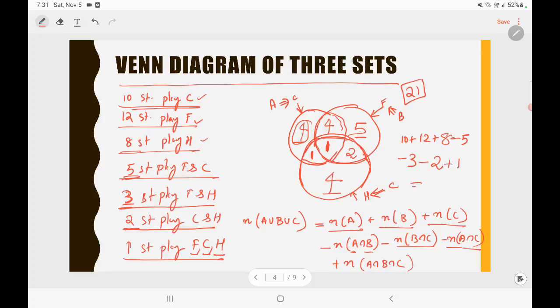So what you will get here: 10 plus 12 is 22, plus 8 is 30, 30 minus 5 is 25, 25 minus 3 is 22, 22 minus 2 is 20, 20 plus 1 is 21. So you got the total number of students as 21. From the Venn diagram you have got 21, and from the equation also you have got 21.